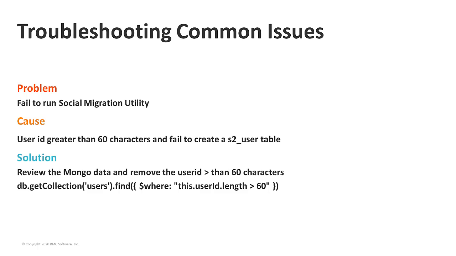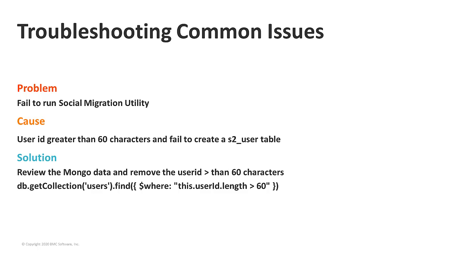Another problem we've seen in the upgrade cycle is that the social migration utility, which takes care of your Mongo data to the new DWP database, fails to run successfully. You can carefully review the migration log that is generated when you run the tool to know the root cause for the failure. I would like to indicate one failure: if the user ID is greater than 60 characters, social migration will fail, as within the DWP schema, the user ID column is only 60 characters.